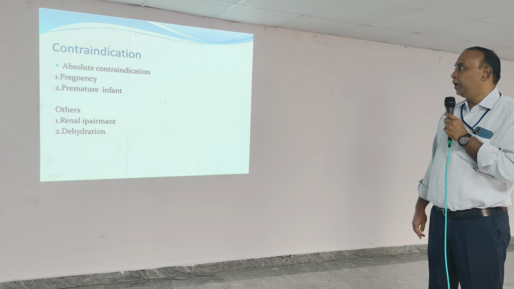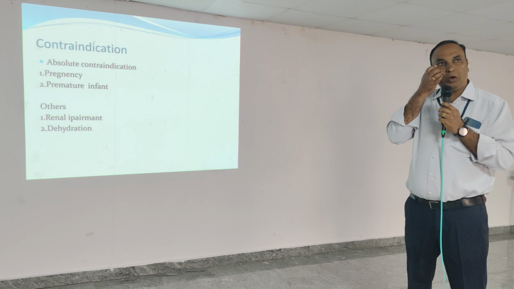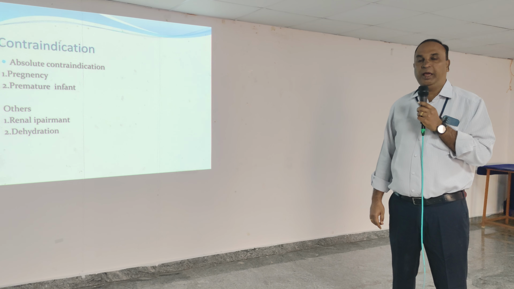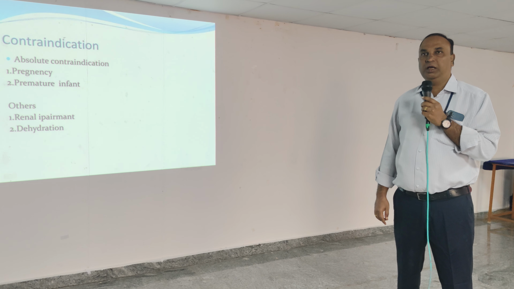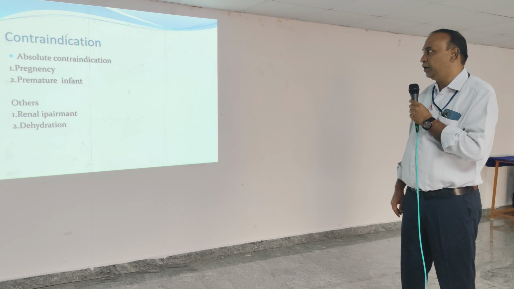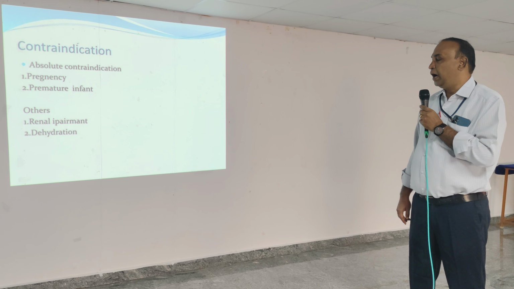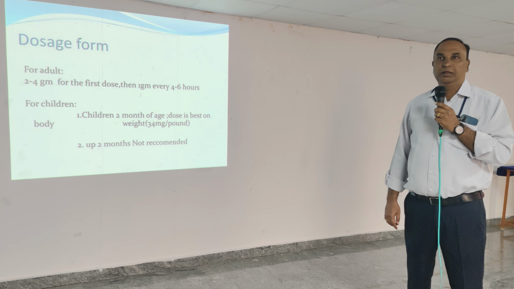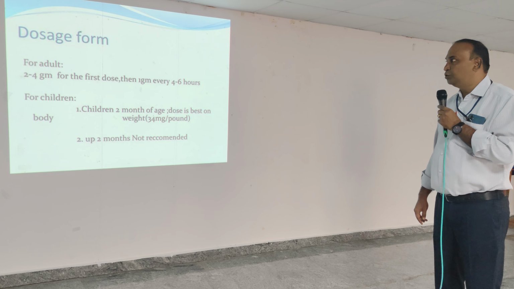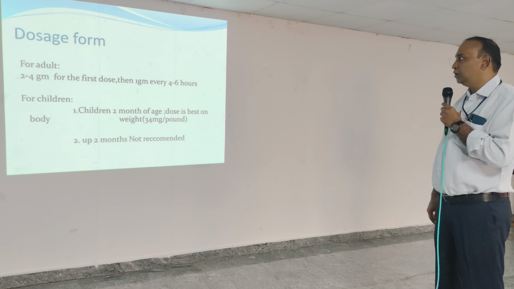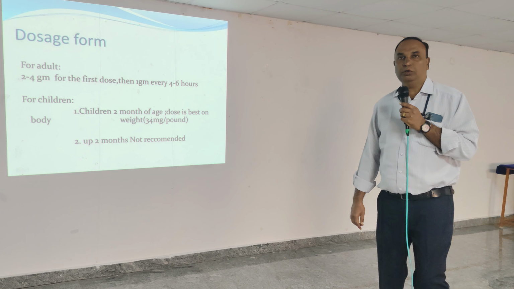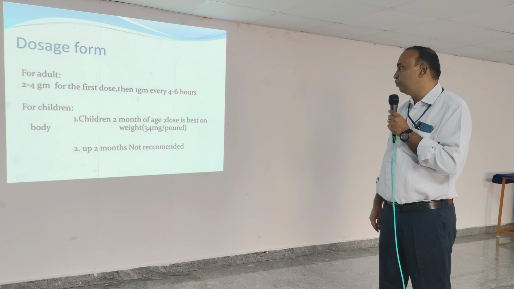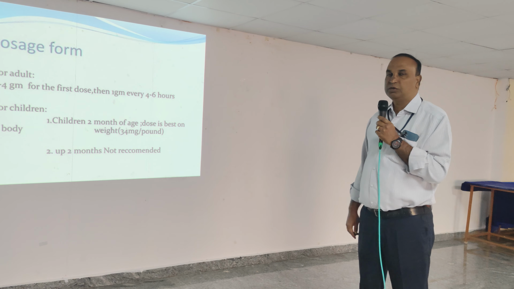Contraindications of sulfonamides are pregnancy and in infants and neonates, because the sulfonamides have the ability to cross the blood-brain barrier and cross the placenta and are able to cause damage to the fetus and to the neonates. Therefore, they are contraindicated in pregnancy and in neonates and infants. And they should also not be given in individuals who have renal impairment and dehydration. And the dosage for adults is 2 to 4 grams initially as the first dose, followed by 1 gram every 4 to 6 hours. And for children above 2 months of age, the dose is 34 mg per pound, and below 2 months of age it is not recommended.